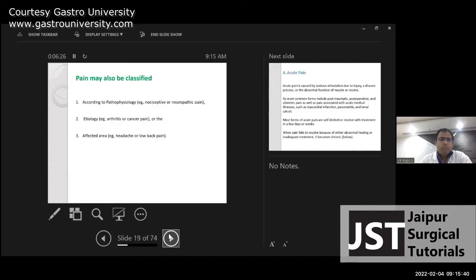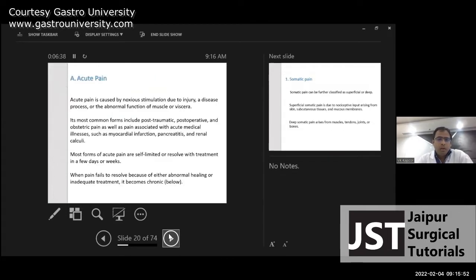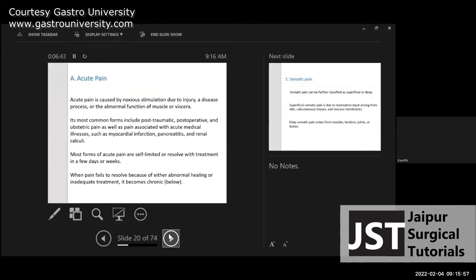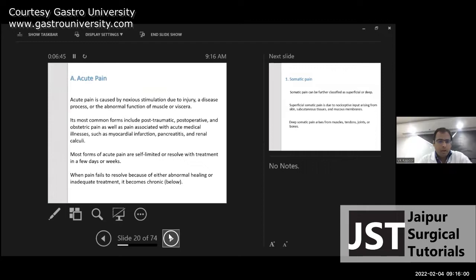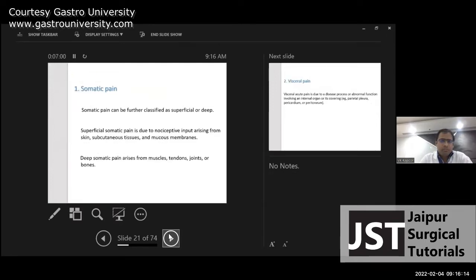other causes. Pain is also classified according to pathophysiology, nociceptive or neuropathic; etiology, like arthritis or cancer pain; and affected areas, like headache or low back pain. Acute pain is mainly because of noxious stimulation: post-traumatic, post-operative in GI surgery, obstetric pain, MI pain. Most acute pain is self-limited and resolves with general medications. When this pain fails to resolve because of abnormal healing or inadequate treatment, then it becomes chronic pain.